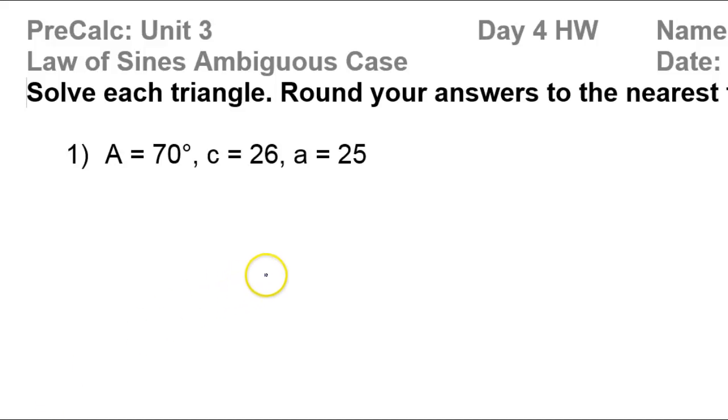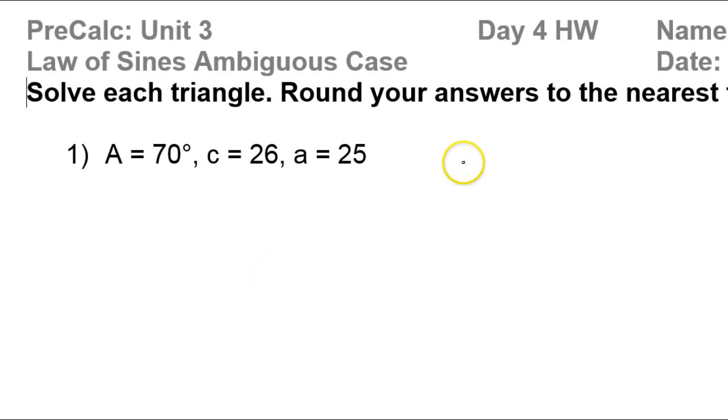In this video, we will practice using the law of sines to solve triangles when you are given the ambiguous case. Ambiguous means there's more than one possibility and we're not immediately sure how it's going to turn out, which situation we are actually dealing with.